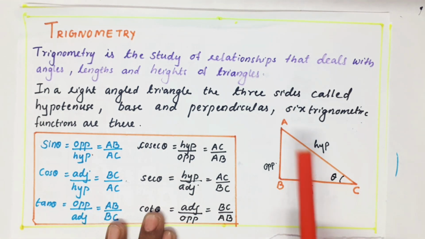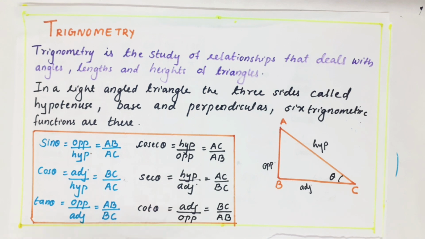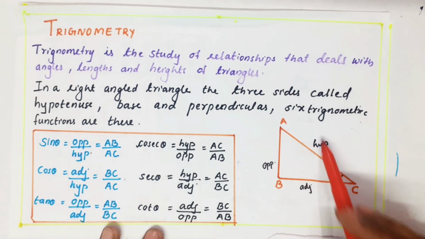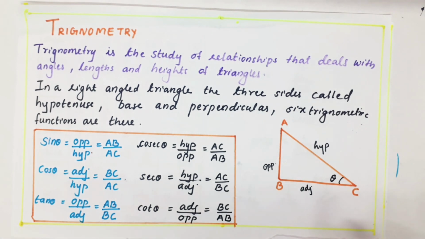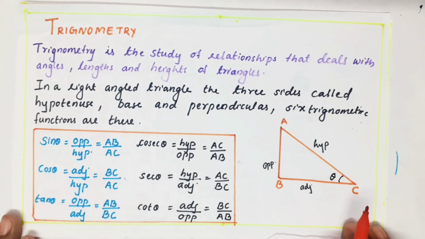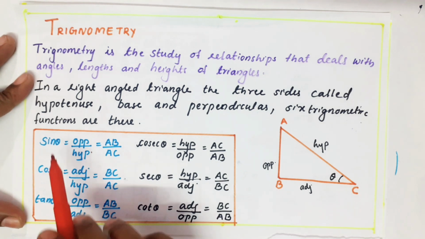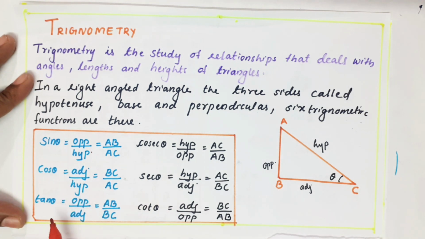So you see here I have taken a right angle triangle. In this right angle triangle, we can take the relation of this angle with respect to the sides by using trigonometric relations. Actually, there are 6 trigonometric relations. Out of these, the first 3 are sine theta, cos theta and tan theta. Sine theta, how to calculate sine theta?